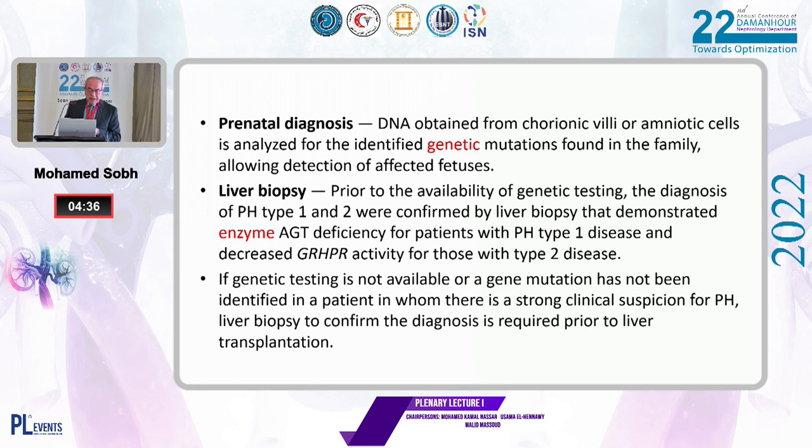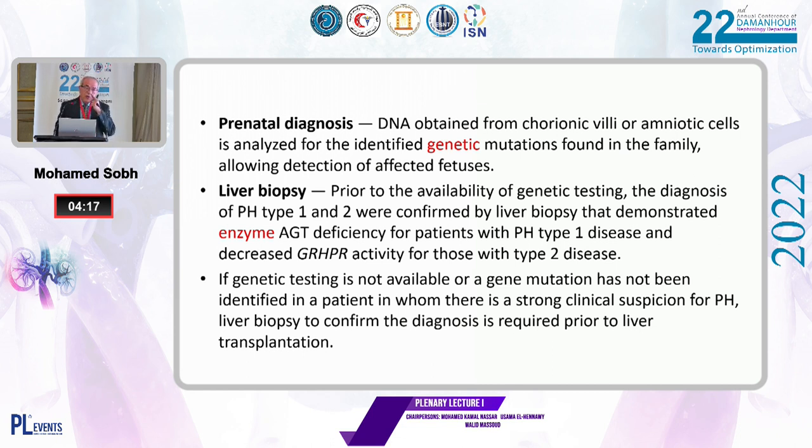Now we come to the prenatal diagnosis. DNA obtained from chorionic villi or amniotic cells is analyzed for identifying the genetic mutation found in the family, allowing detection of an affected fetus. If it's type 1, possibly this can be an indication for abortion, for example.